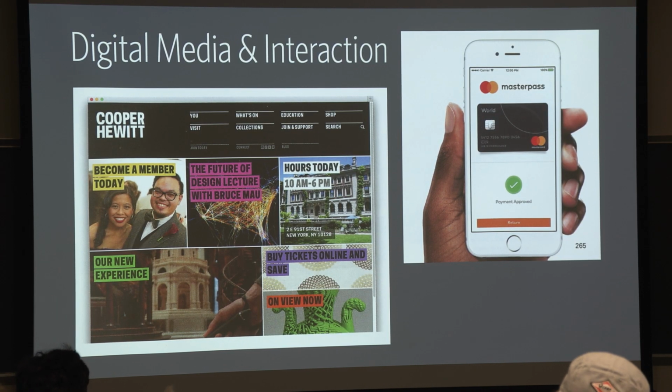And of course, the world of digital media and interaction. At left, the website for the Cooper Hewitt Design Museum in New York. This was done by Pentagram partners Eddie O'Hara and Michael Garrity. On the right, the MasterPass piece represents the ability to create systems for small screens. This is part of the overall identity for MasterCard, designed by Pentagram partner Michael Garrity.